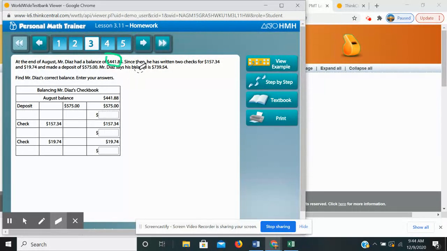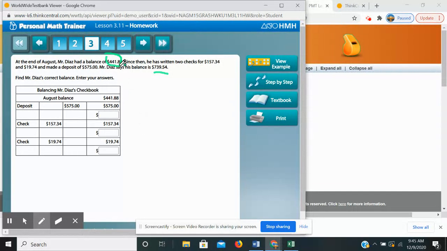Since then, he has written 2 checks for $157.34 and $19.74. He made a deposit of $575. He's saying his balance is $739.54. So we have to fix his checkbook and see where his balance actually is.